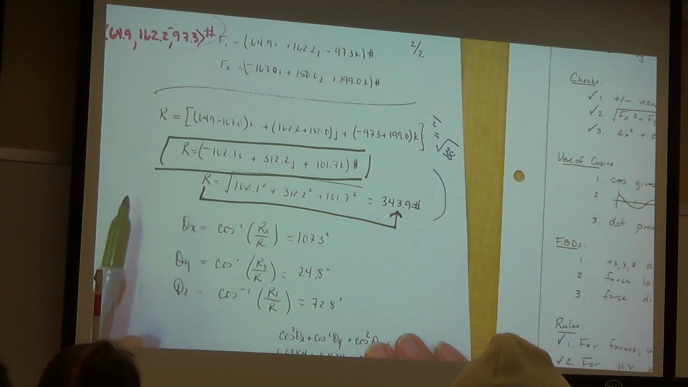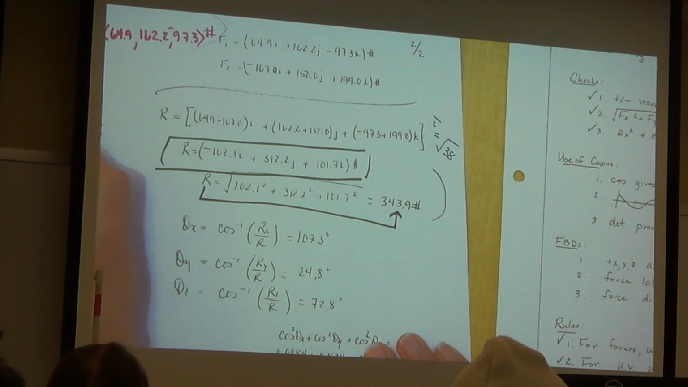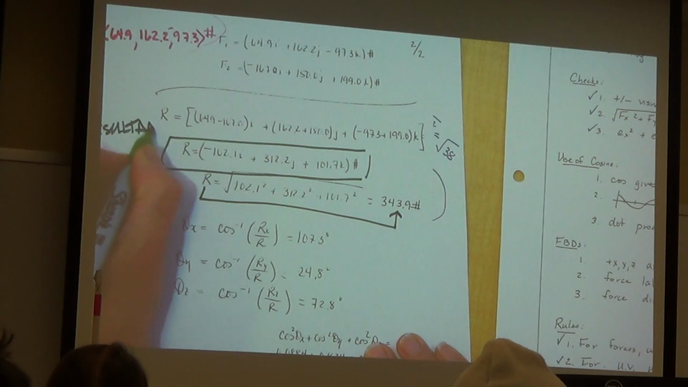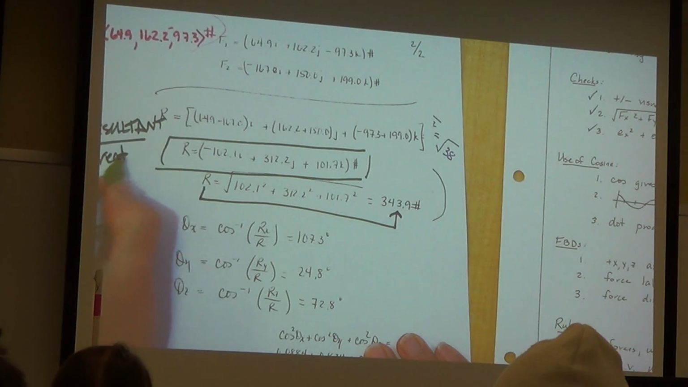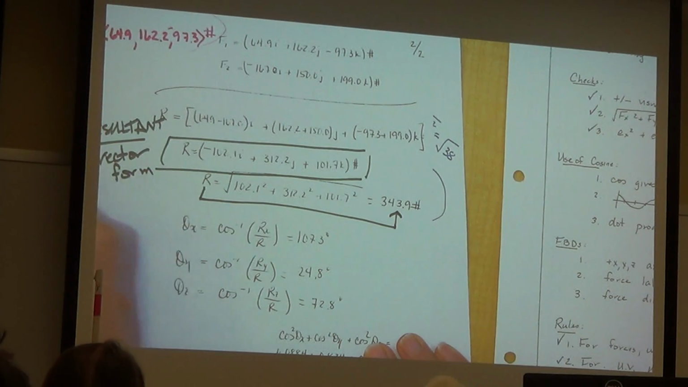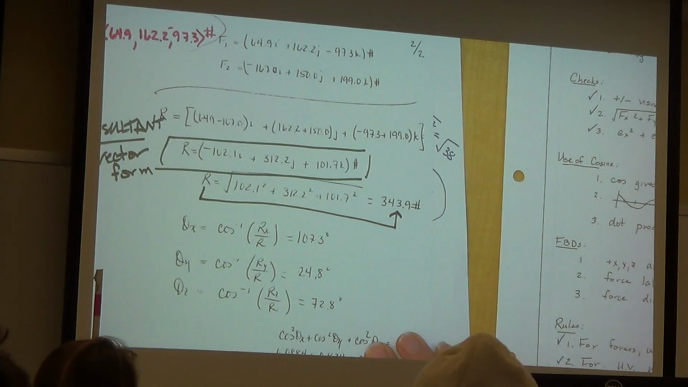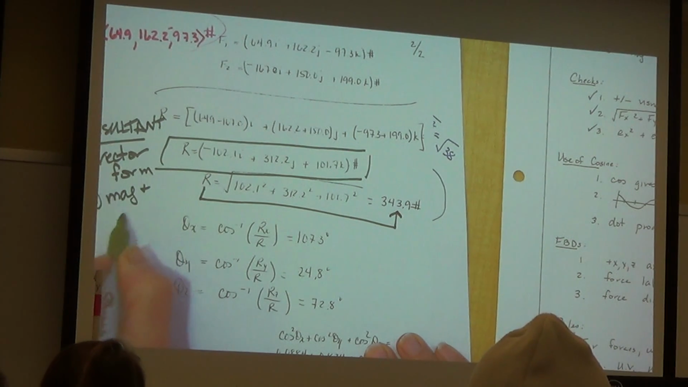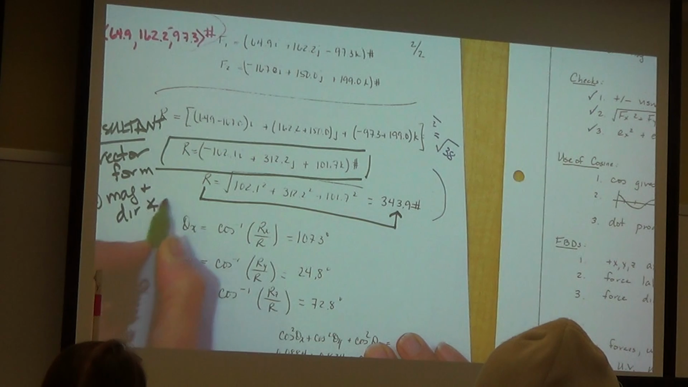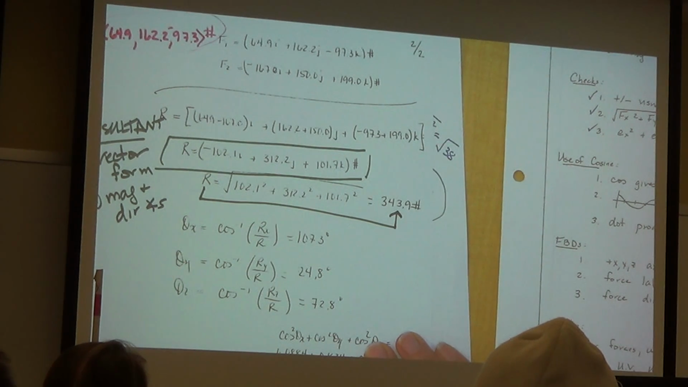So in this case, when you're trying to find resultants, how did we represent it here? Vector form. So we represent resultants in vector form. And the other way of representing resultants is magnitude and direction angles. What do I mean by direction angles? Theta x, theta y, theta z. We don't represent resultants using unit vectors. These are the two ways that you represent resultants.